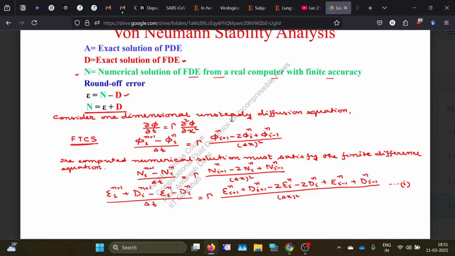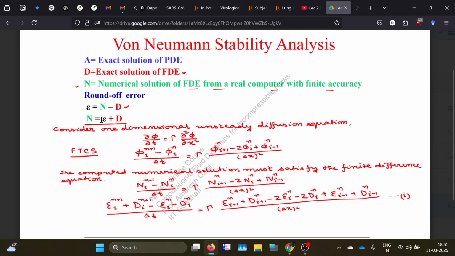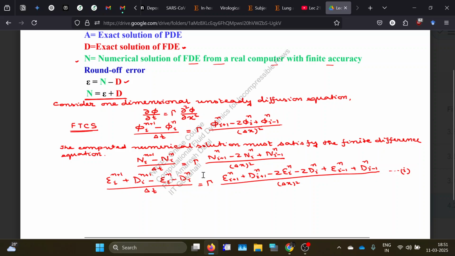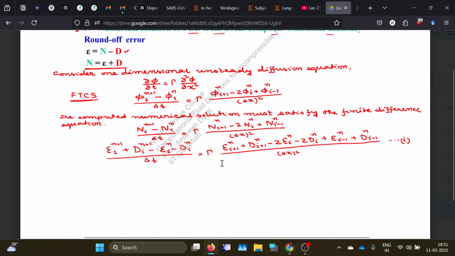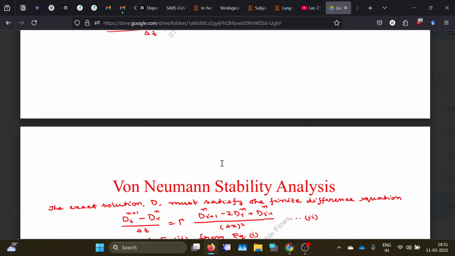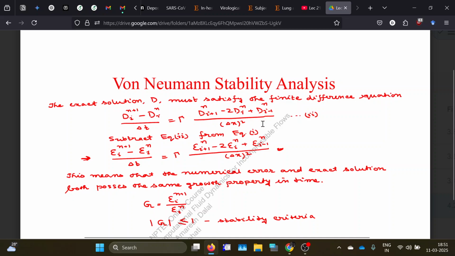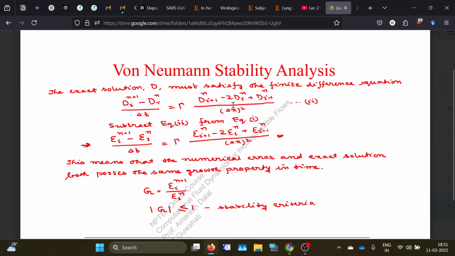Now, here this idea comes in that the numerical solution of the finite difference equation is nothing but the exact solution of the same finite difference equation plus the error we suspect. So N equals D plus epsilon. Since it's a linear equation, I can split up this N into D plus epsilon, and there will be two different equations, the same equation for D and for epsilon. This part is clear, right?